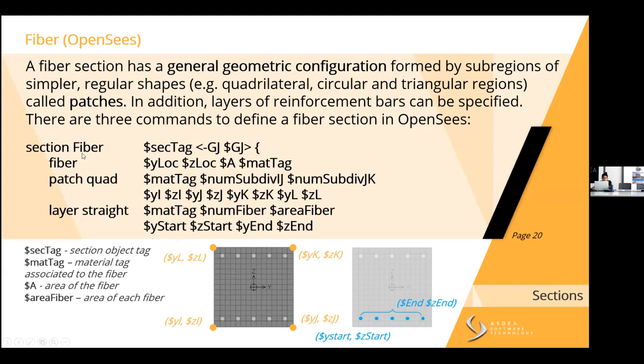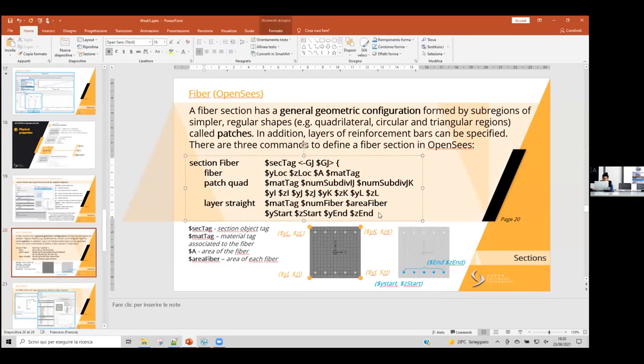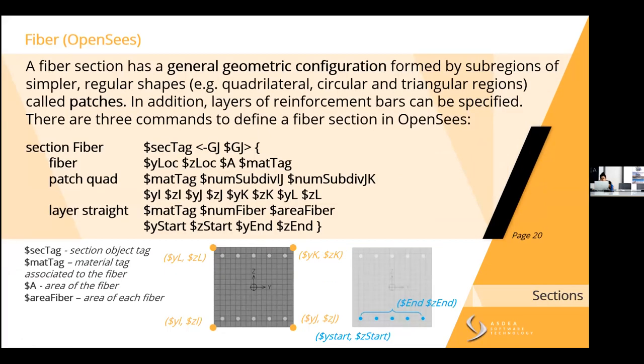This is the command to build a fiber section in OpenSees. Of course, there's a missing parenthesis at the end, let's put it here for the sake of completeness. So when you build a fiber section, you need to call all of these three commands. You have the locations of punctual fibers. Then you have the construction of the patch, where you give the extremes of the patch and the number of subdivisions in both directions. And then you have a layer, for example, for reinforcements. In this case, you have to define the position of the first and the last element of the layer and the number of fibers in the layer.